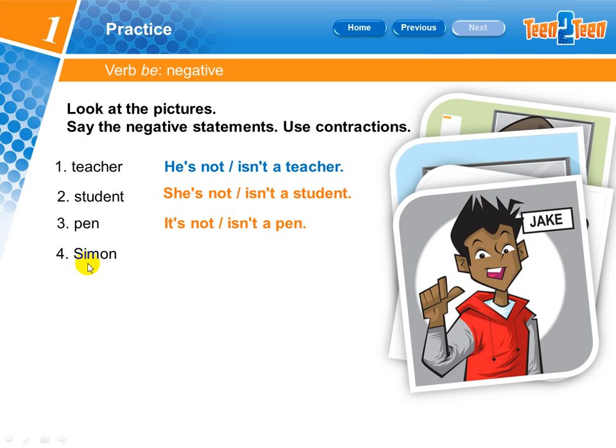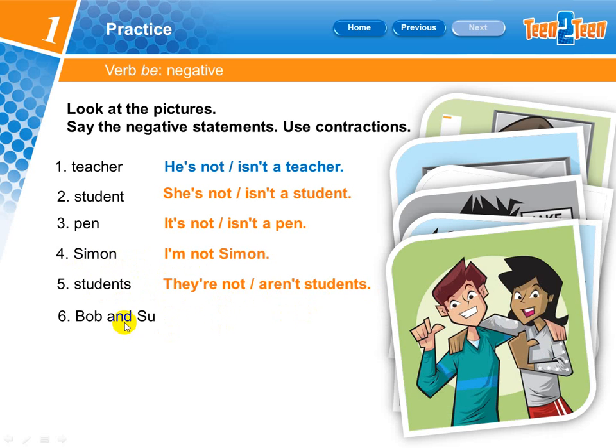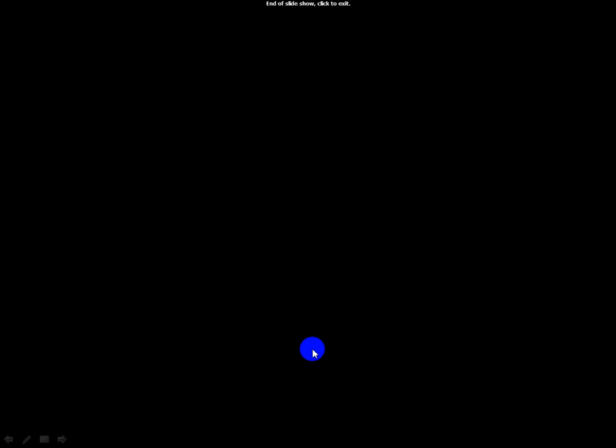Number four, Simon. So how can you say? Of course, I'm not Simon. Number five, students. So how can you say? Of course, they are not or they aren't students. Number six, Bob and Sue. Of course, we are not or we aren't Bob and Sue.